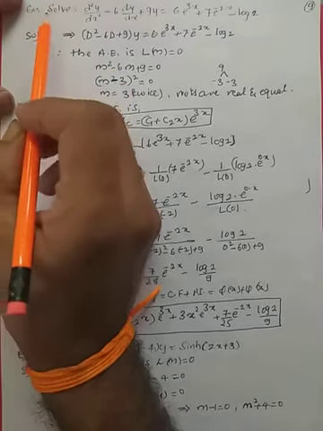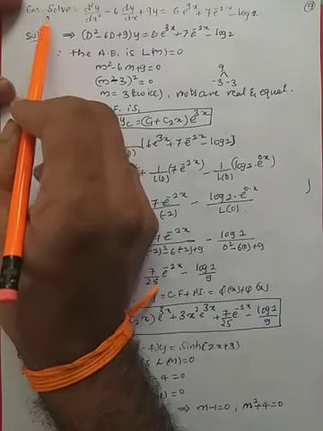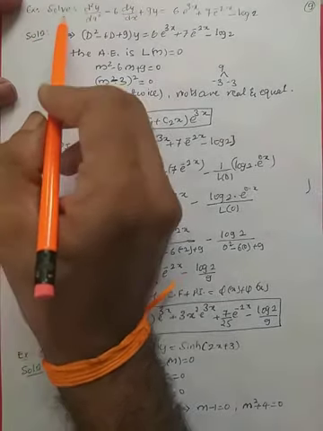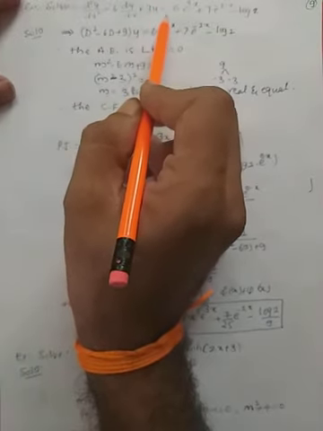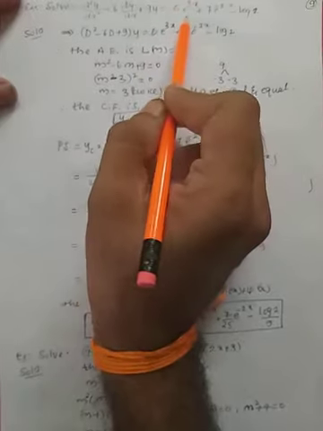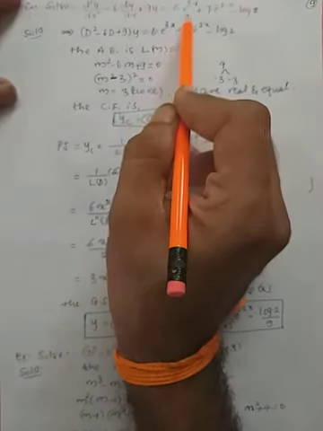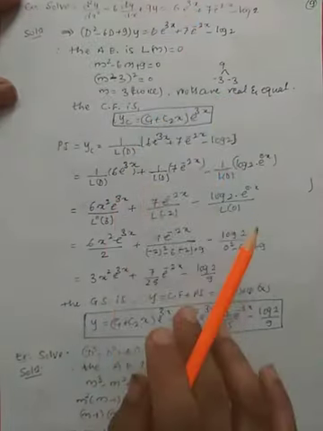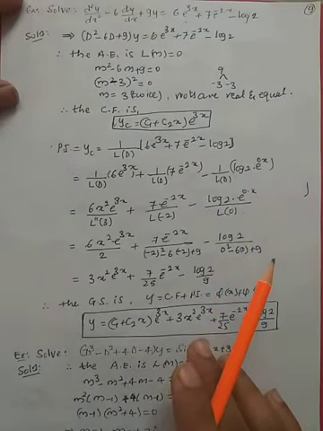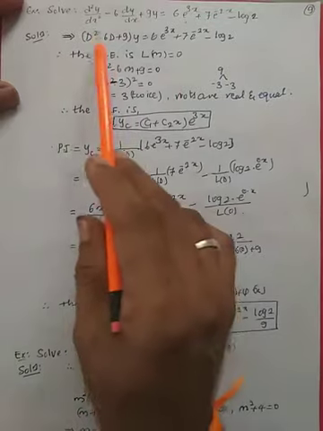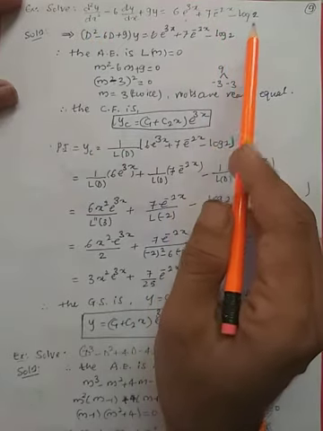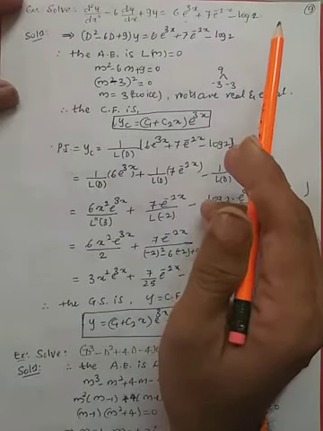Let us take one more example of a non-homogeneous differential equation, that is to solve d square y by dx square minus 6 times dy by dx plus 9y equal to 6 into e to the power 3x plus 7 into e to the power minus 2x minus log 2. This is a non-homogeneous differential equation, so we need to find the solution in two parts, CF and PF.